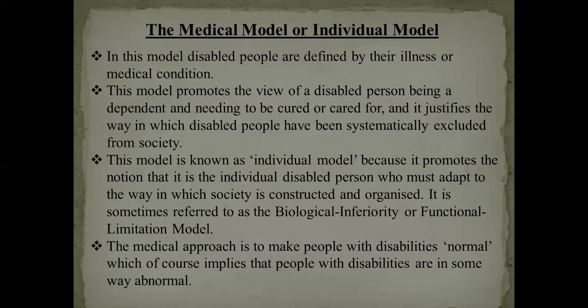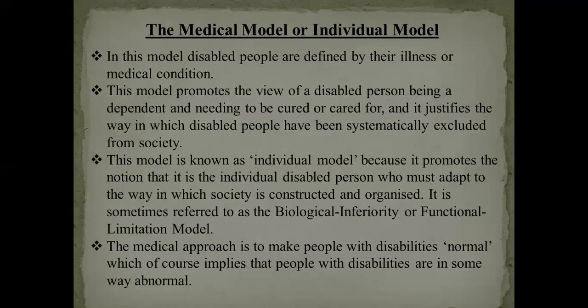So this model is known as the individual model. There are other names for this model. It is called the individual model because it promotes the notion that it is an individual disabled person who must adapt to the way in which society is constructed and organized. It is sometimes referred to as the biological inferiority or functional limitation model. Why do we call this the individual model? Because we are telling that particular individual to adapt himself to the society, rather than all of us together adapting.